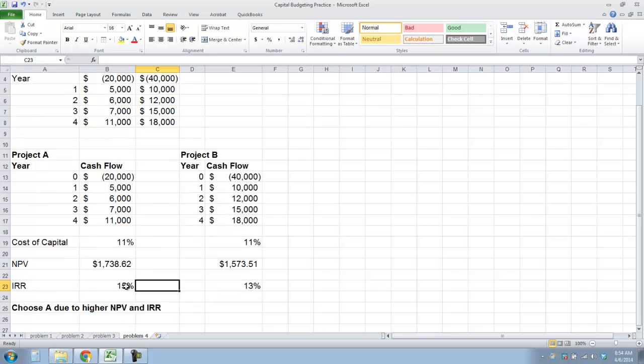This is an overview of capital budgeting.